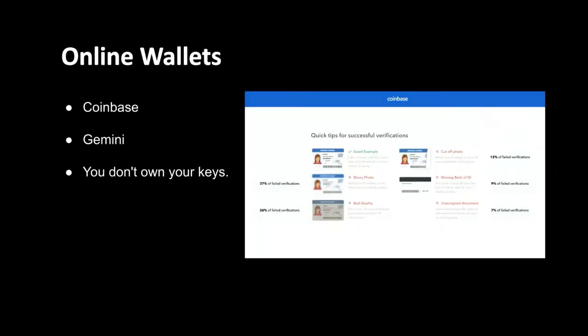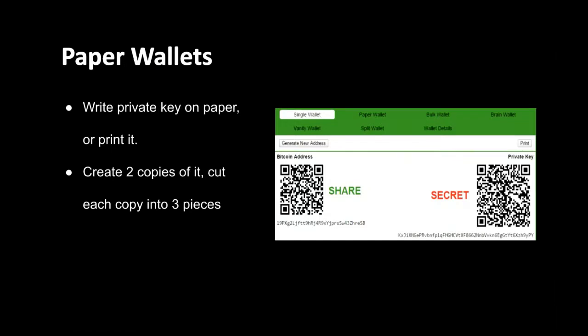And then we have online wallets, such as Coinbase and Gemini, but you don't actually own your keys. We have paper wallets, where you can write down your private key on a piece of paper and print it. A professor once told me always create 2 copies of your private keys, then cut each copy into 3 separate pieces, and hide them all in separate places. Obviously, you have to have significant amounts of money for this to actually make sense.